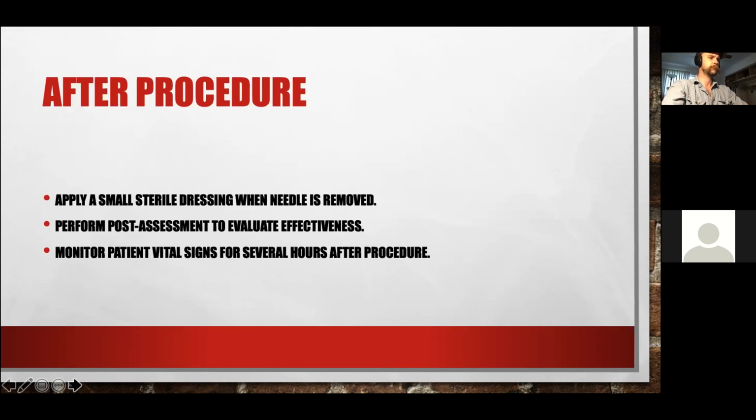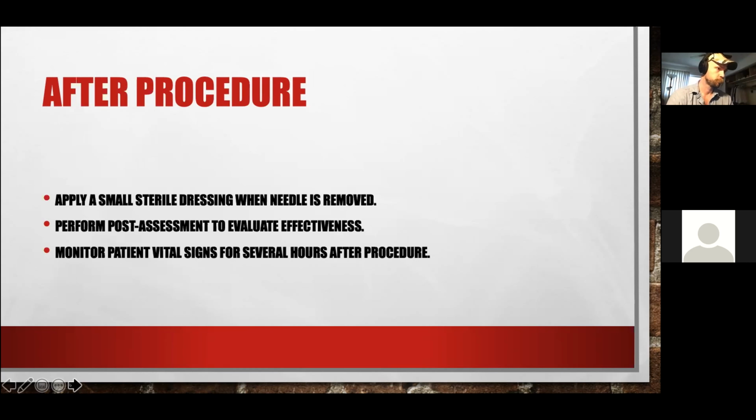Then after the procedure, you're going to apply a small sterile dressing when the needle's removed. It needs to be sterile to prevent infection, but you need to apply the sterile dressing to prevent air from getting into that pleural space. You don't want any leaks going on there.